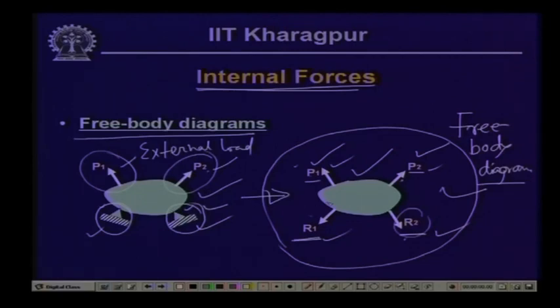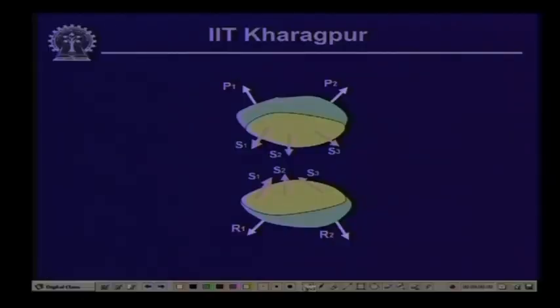Now, supposing I like to cut this particular body through a plane and break it into two halves, then what do we get? Then we get a form something like this, wherein you see that this particular half of the body is subjected to these external loads P1 and P2. Now, since the whole body is in equilibrium, the parts of the body also should be in equilibrium.